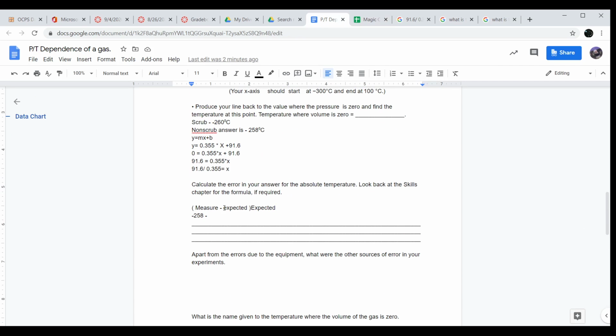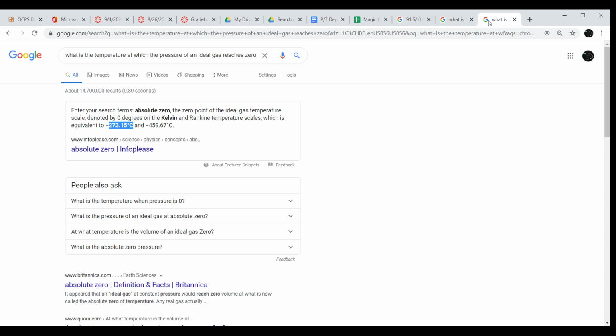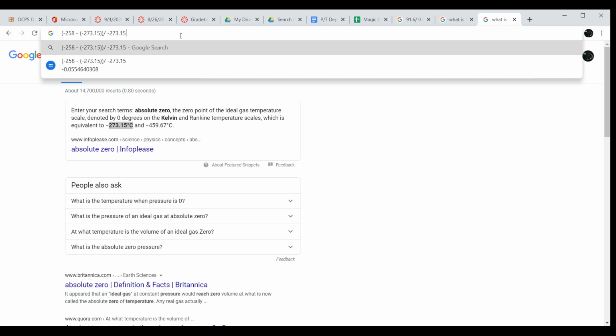So we'd take negative 258 minus negative 273.15, and then all of this is divided by, and we're going to add extra parentheses here just to make it easier, negative 273.15. Copy. Paste.